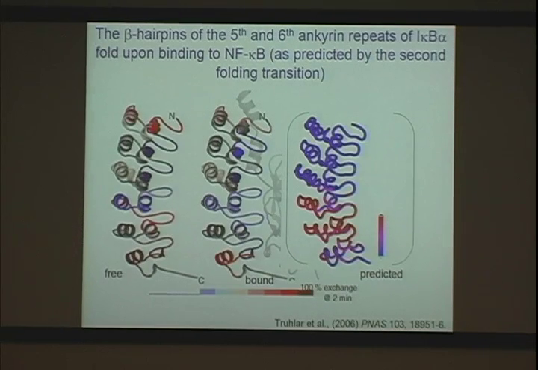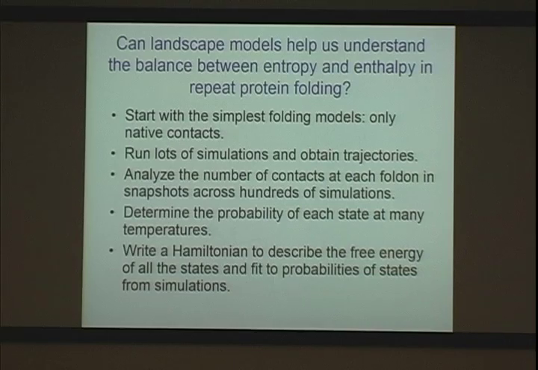And that was also very consistent with the Go model simulations, where we saw in the second transition contacts being made in this fifth and sixth repeats. And that's exactly where now, in the folded state, we see protected amides, whereas in the free state, we didn't have protected amides. So now the next question is, can landscape models help us to understand the balance between entropy and enthalpy in this protein folding reaction.